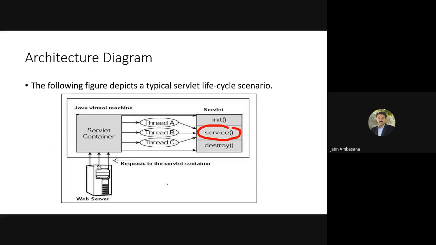And the service method gets invoked every time. You see, thread A, thread B, thread C. And the last time, whenever garbage collection is happening, at that time the destroy method will be called automatically by the servlet container. That is not up to us. It's not like you pass a request from the client and then the destroy method gets called. No, this scenario is not at all possible.